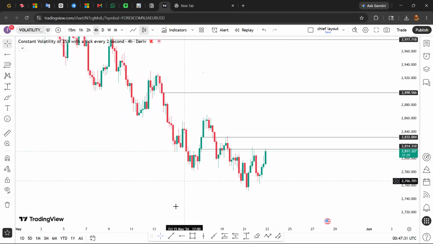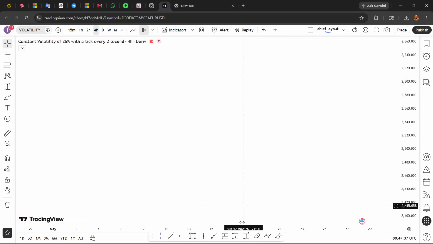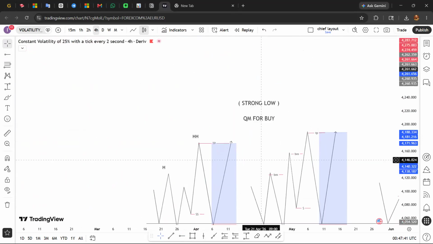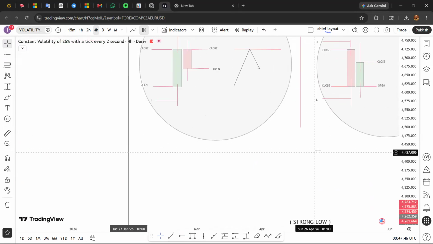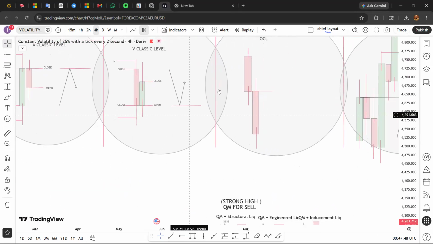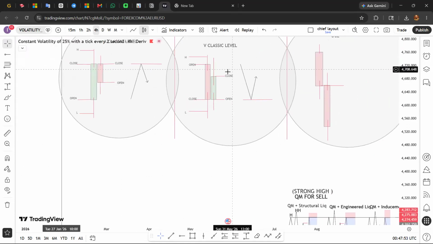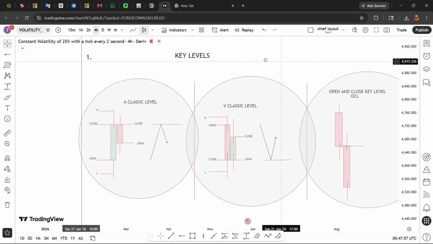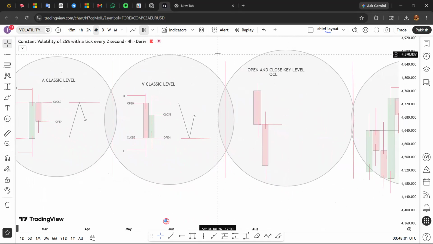For a bullish candle, this is also an open and close key level. If you go back to the label, you see that, so you can understand them better and get used to them on the live chart. So this is the open and close key level, this is the V level, and this is the A level. These are the key levels you need before we dive into MSNR fully.